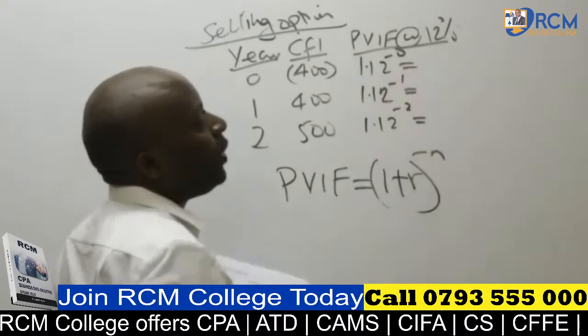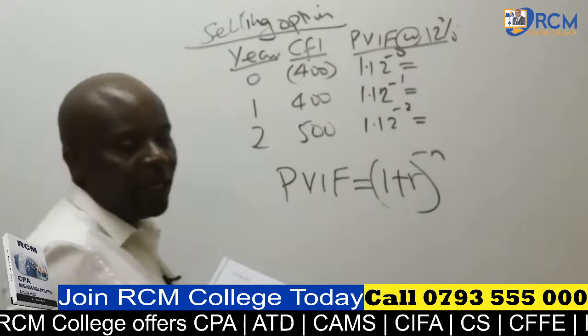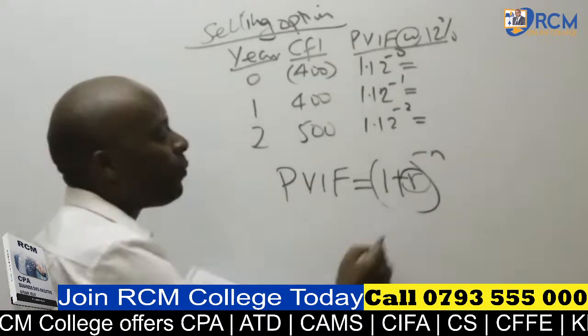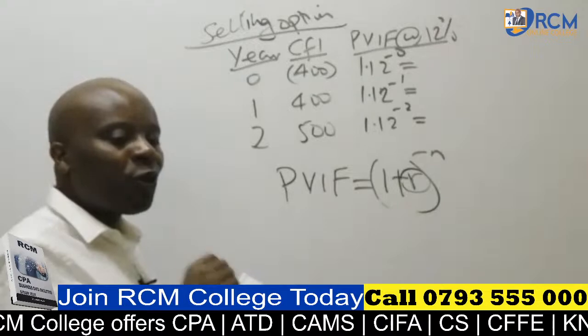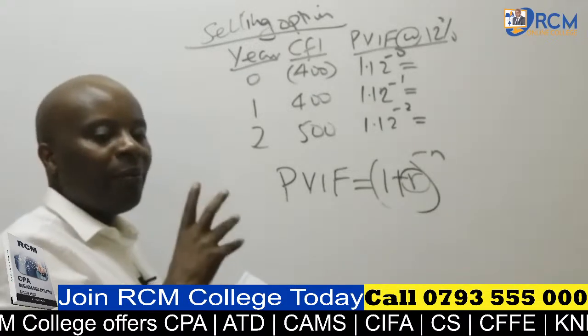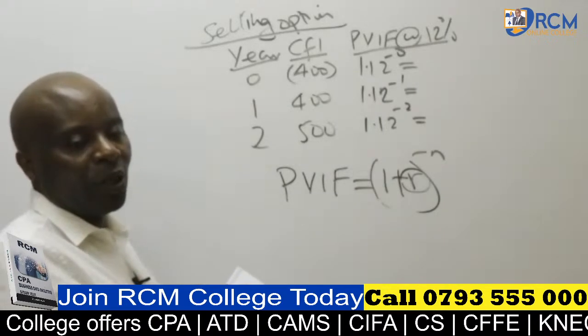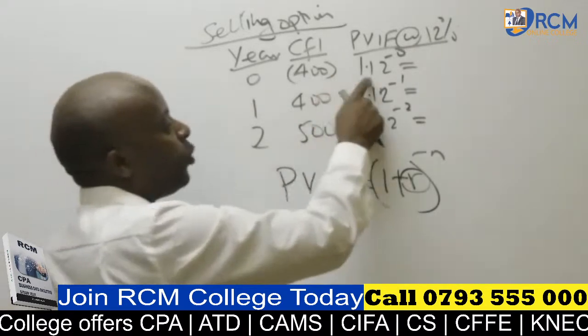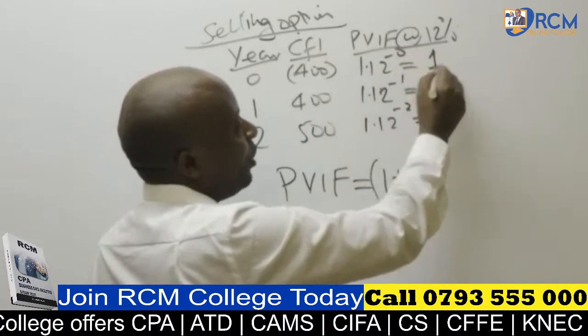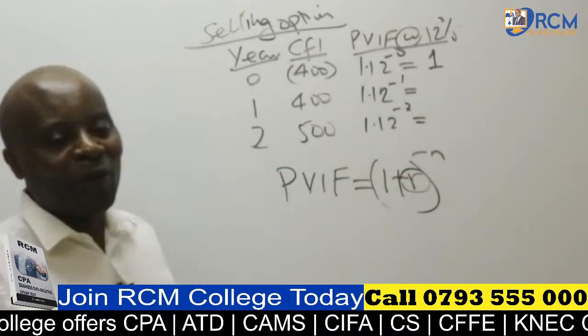So please give me the figures. Where did I get 1.12 from? Because R is 12%, and 12% is the same as 0.12. So it becomes 1 plus 0.12, which is 1.12. Could you kindly give me these figures? 1.12 raised to minus 0 gives me what here, somebody? This gives me 1 positive.